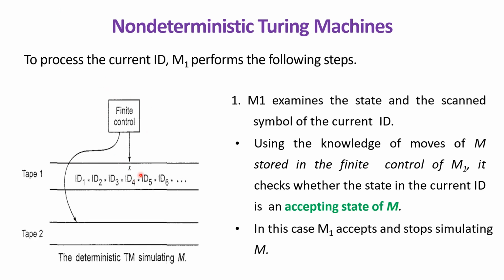To process the current ID, M1 performs the following. M1 examines the current state and the scanned symbol of the current ID. Using the knowledge of moves of M stored in the finite control of M1, it checks whether the state in the current ID is an accepting state. In this case, M1 accepts and stops simulating M.